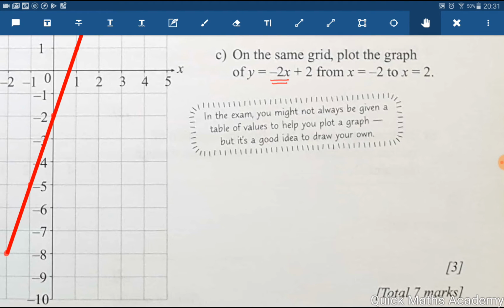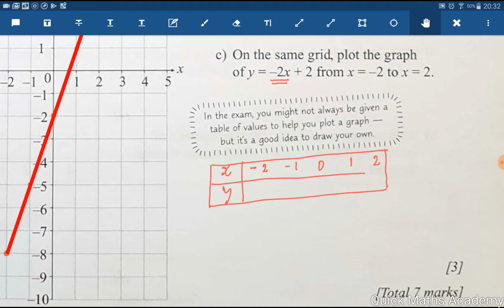Let's do a table so we can get our x, y values. So I'm drawing a table, x, y, and they want from minus 2, minus 1, 0, 1, and 2. And this is the same. What I have to do is replace in my new equation those values of x.